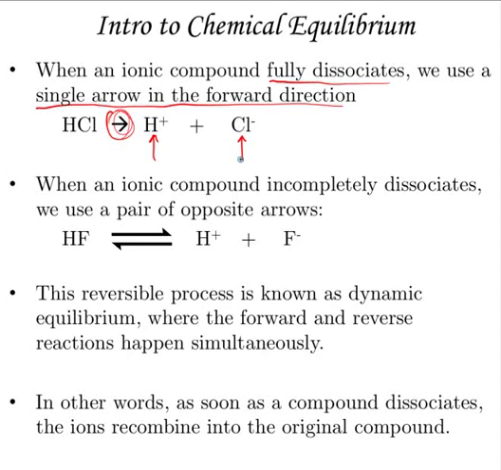All right, but not all ionic compounds do this. A lot of ionic compounds really incompletely dissociate, which means they don't fully break up into cation and anion. When this occurs, we use a new type of arrow. It looks like a pair of opposite arrows, everybody. And this is what we call an equilibrium arrow. What the equilibrium tells us is that the reaction is reversible.